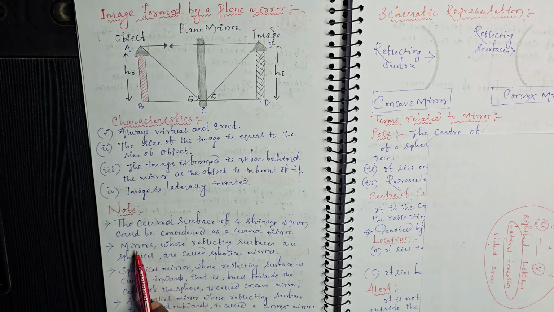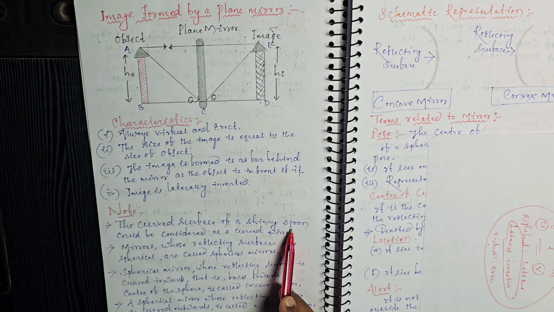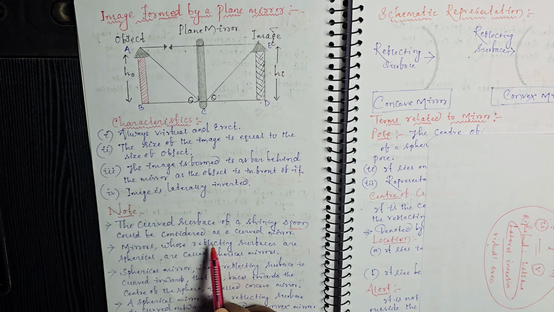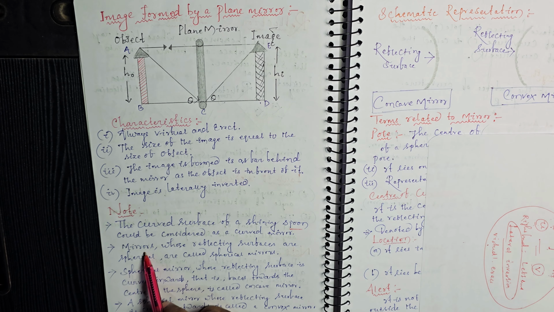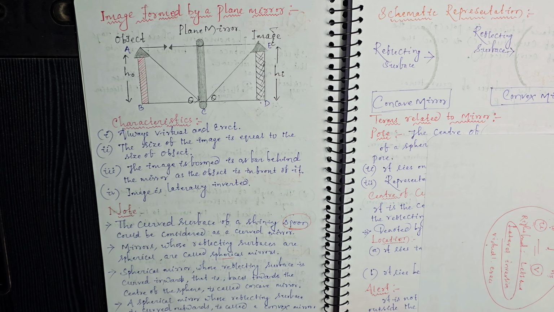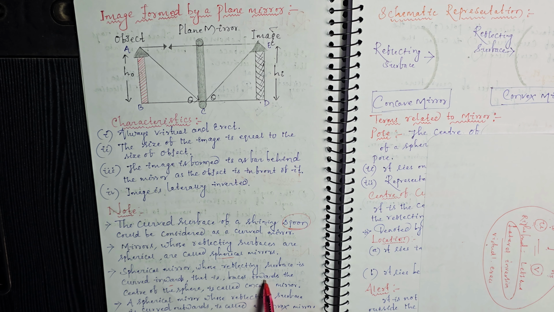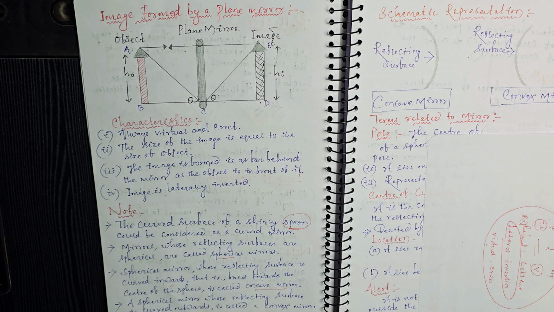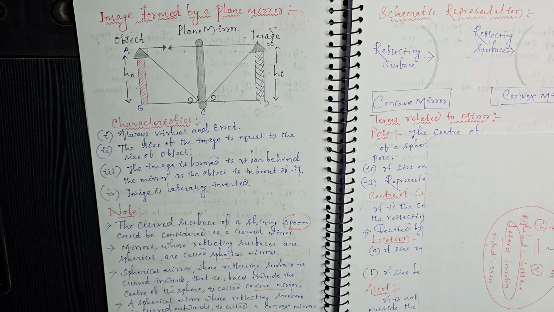Now coming to some other notes. The curved surface of a shining spoon could be considered as a curved mirror. Mirrors whose reflecting surfaces are spherical are also called spherical mirrors. In our daily life, we are always dealing with instruments like a spoon, a steel glass or anything, right? So a spoon is considered to be one of the spherical mirrors. Next, a spherical mirror whose reflecting surface is curved inwards, that is, faces towards the center of the sphere, is called a concave mirror. And a spherical mirror whose reflecting surface is curved outwards is called a convex mirror.